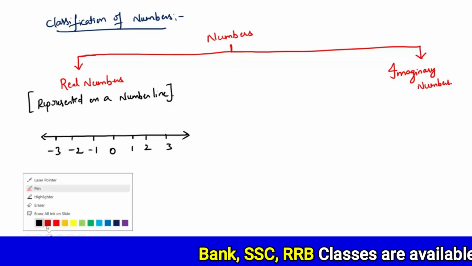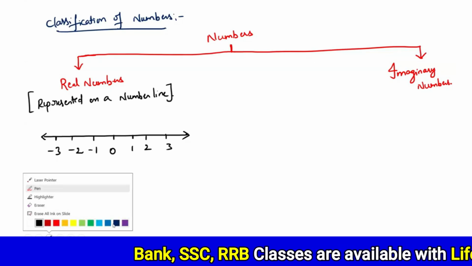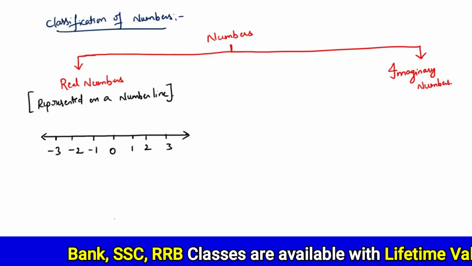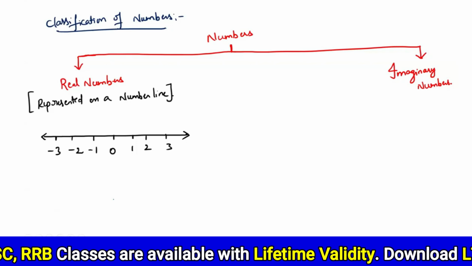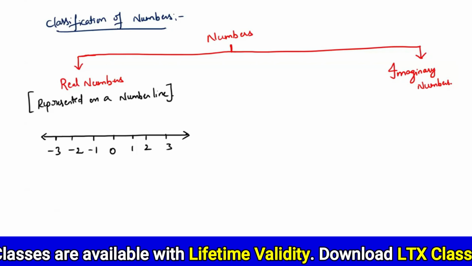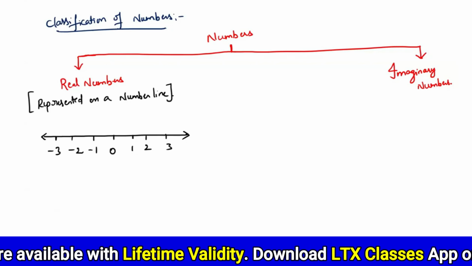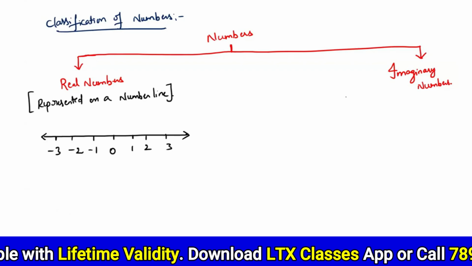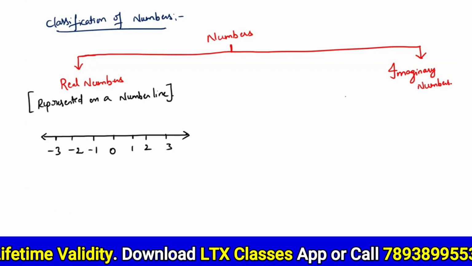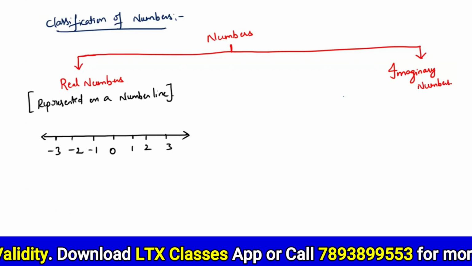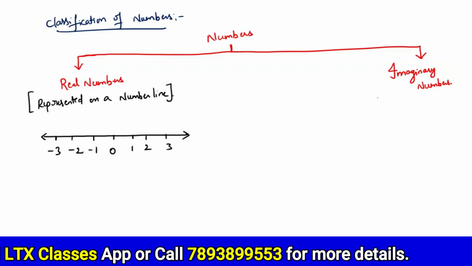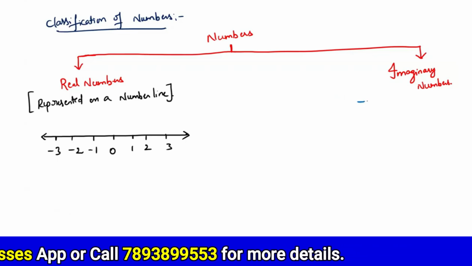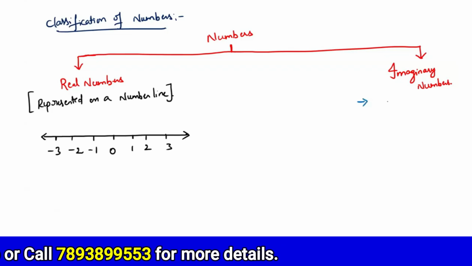So what about imaginary numbers? Which type of numbers will be called imaginary? You guys are saying that i square is equal to minus 1.